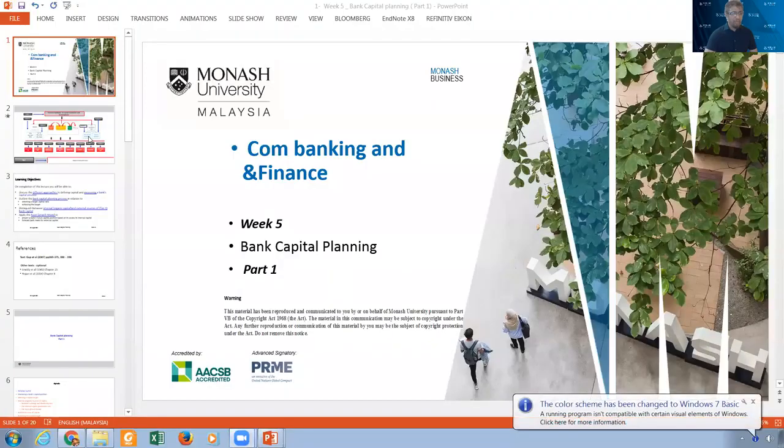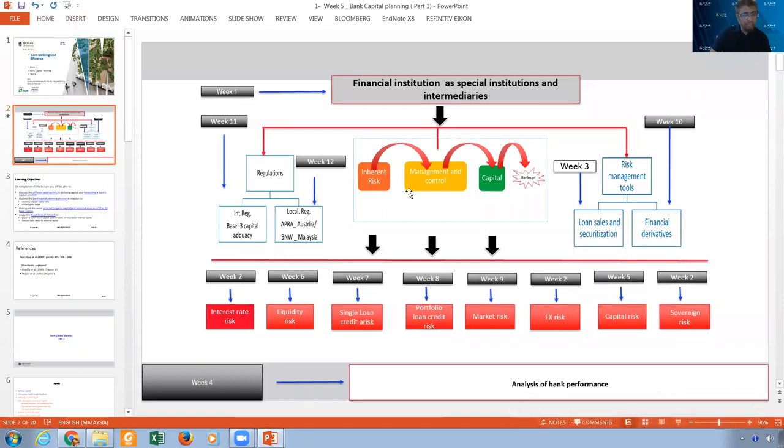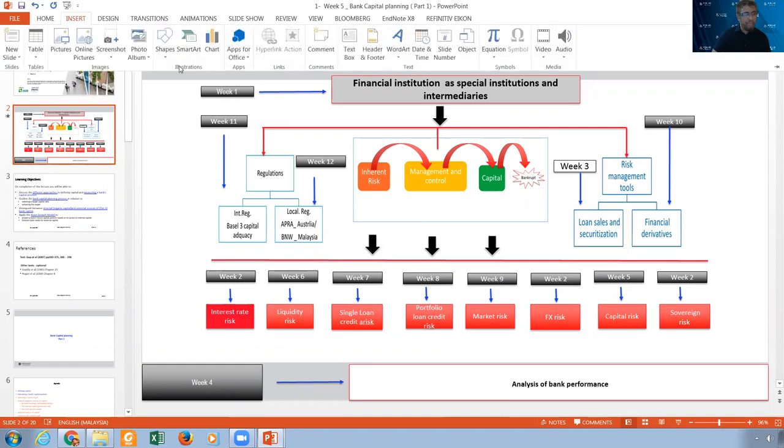So in the first part, I have around 20 slides. If you allow me to share, I think I will go over it very fast. Now, this is the first issue we are talking about, and you can see I'm bringing this map again.